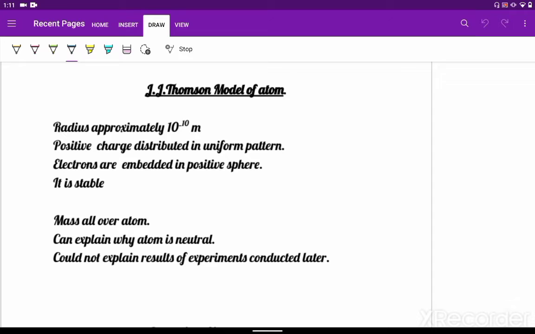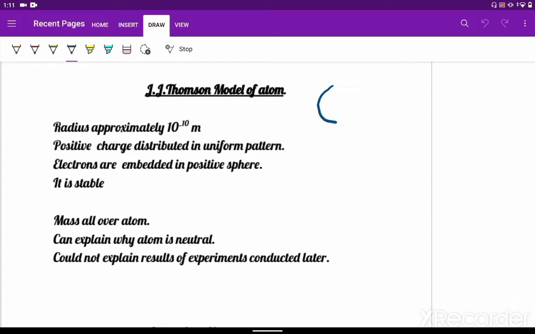In my previous vlogs, I had discussed cathode rays and their properties as well as anode rays and their properties. Today we will discuss J.J. Thomson model of atom. J.J. Thomson described that atom is a spherical structure.